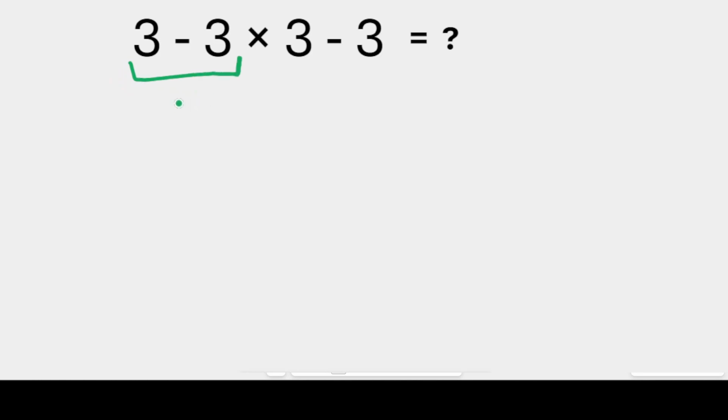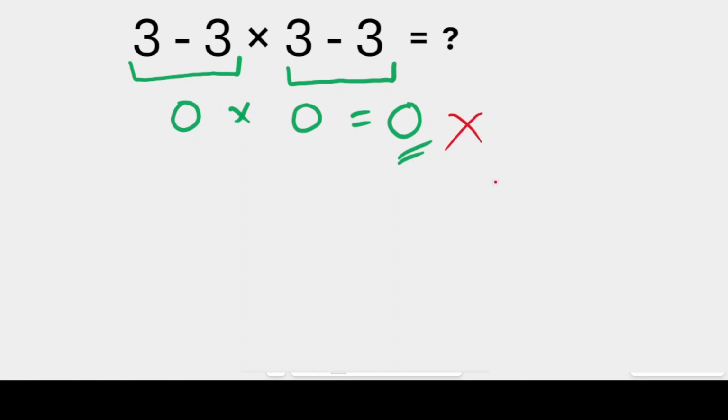3 minus 3, we will get 0, into 3 minus 3, we will get 0. 0 into 0 equal to 0. But this answer is completely wrong because it does not follow the order of operation called PEMDAS.